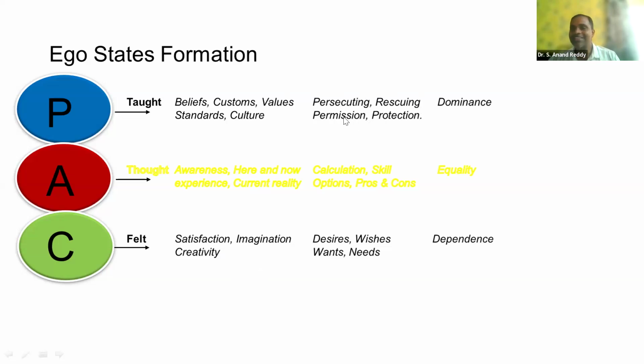Because it's a parent, they operate from a parent. Now, adult calculation: they calculate everything that you say, skill, pros and cons, they evaluate. Now, child only desires, wishes, wants, and needs they operate from. That's why, what is their behavior? Parent is always dominant. Adult is equality. Child is dependent.